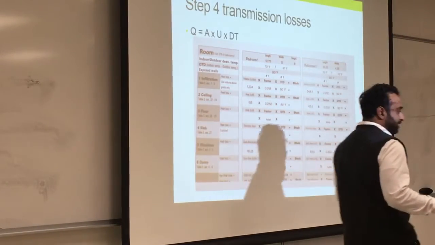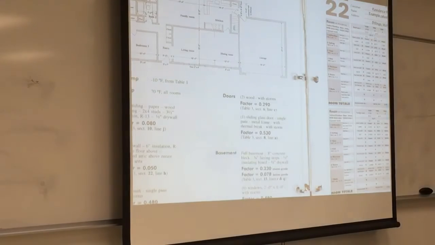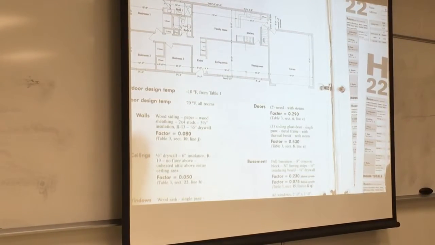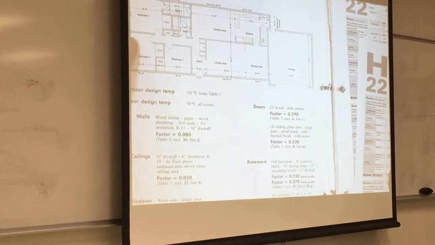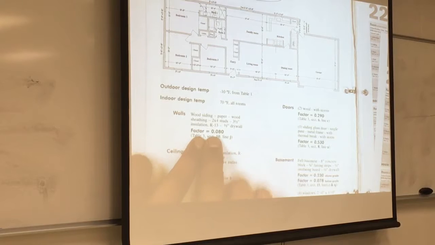Okay, so let's do it. Let's look at the book. So here, this is the example in the book. They gave you the U factors, which you assumed already. The factor is here.